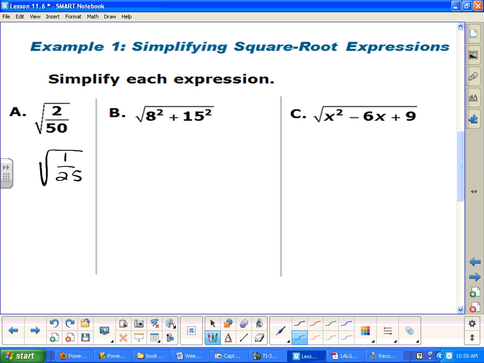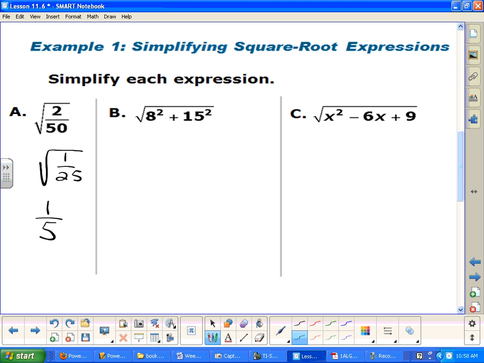Now we look at 1 and 25. Are they perfect squares? Yes, because 1 squared is 1, and 5 squared is 25. So this simplifies to 1 over 5. You simply have 1/5 then.